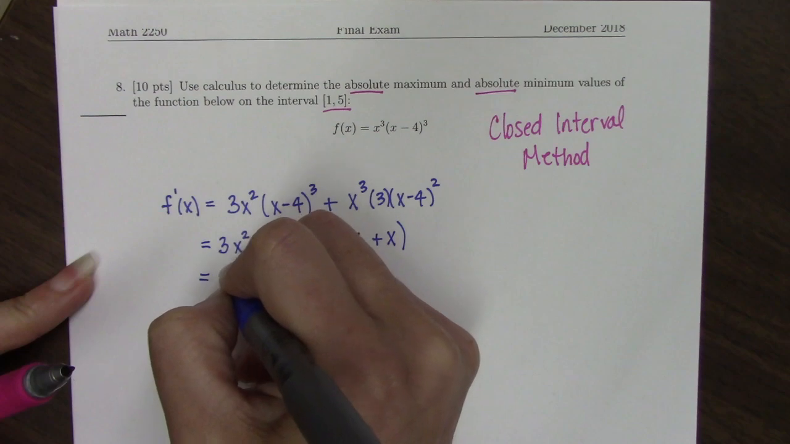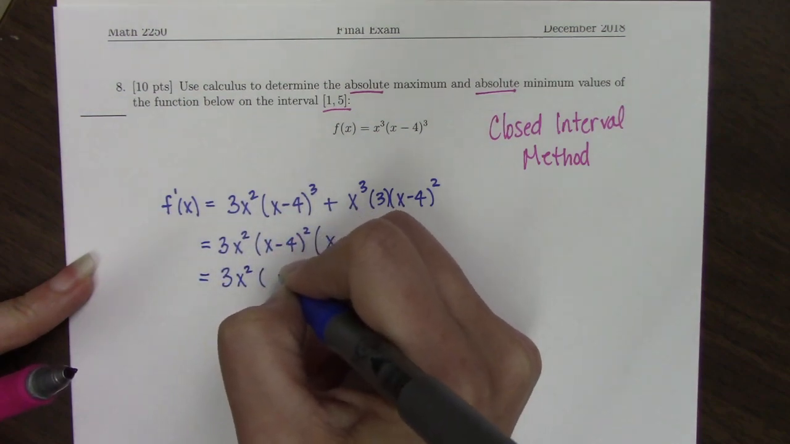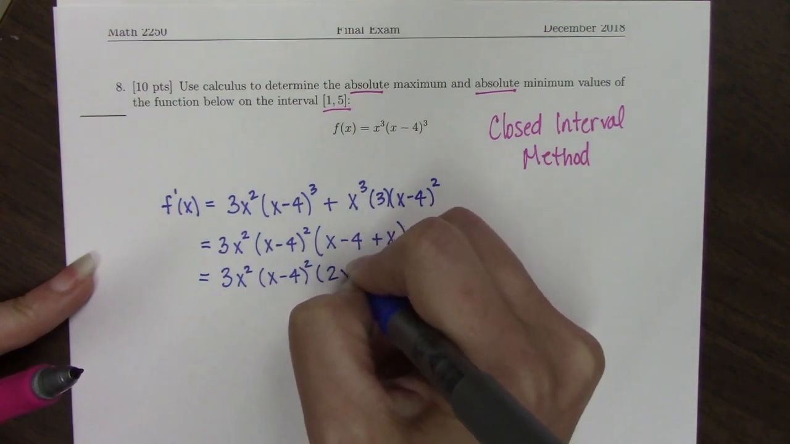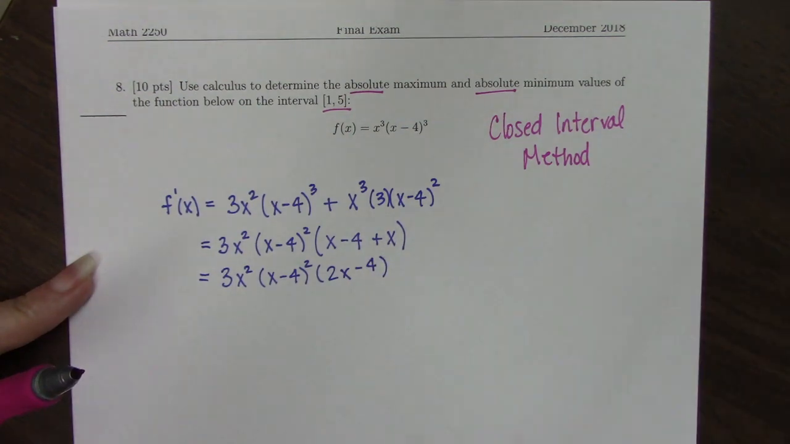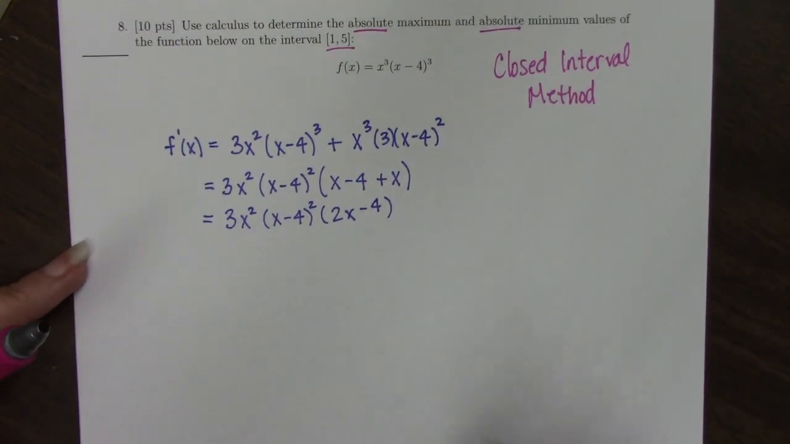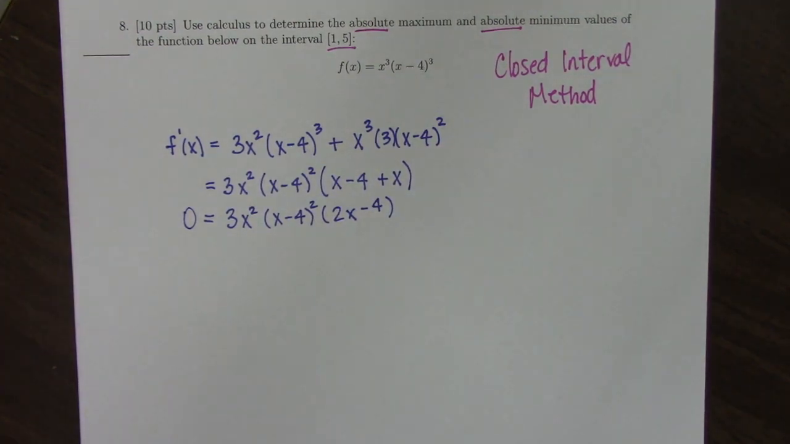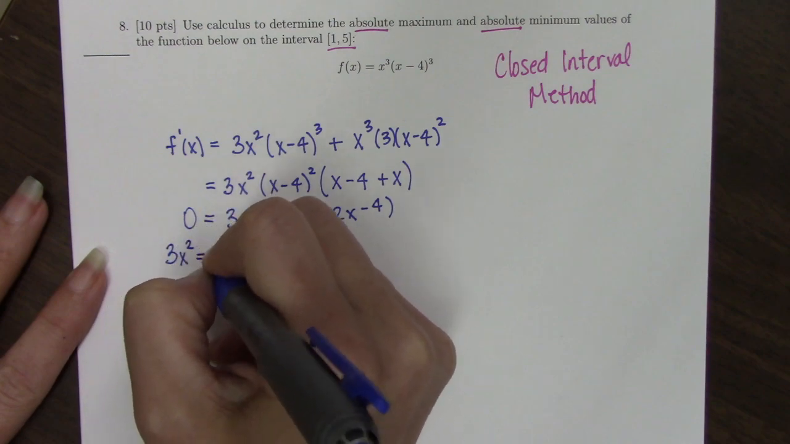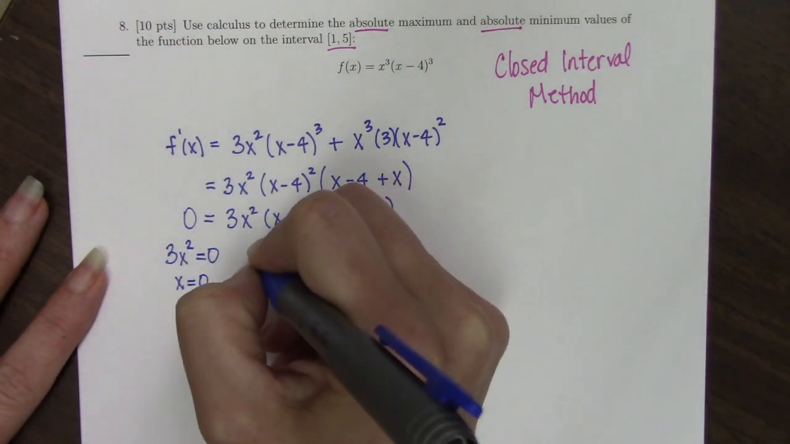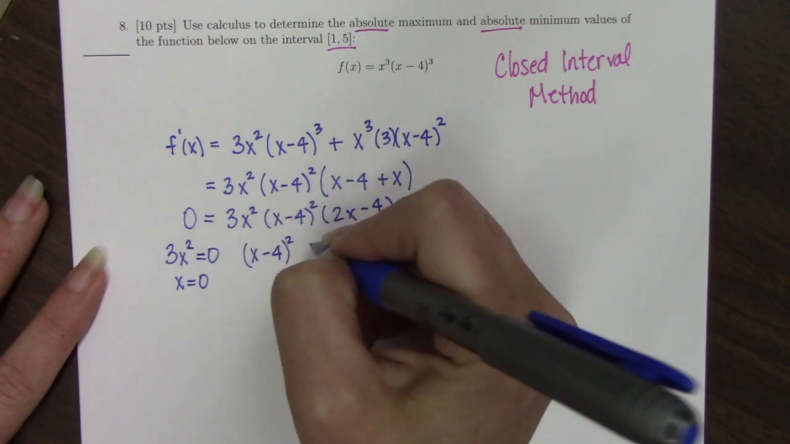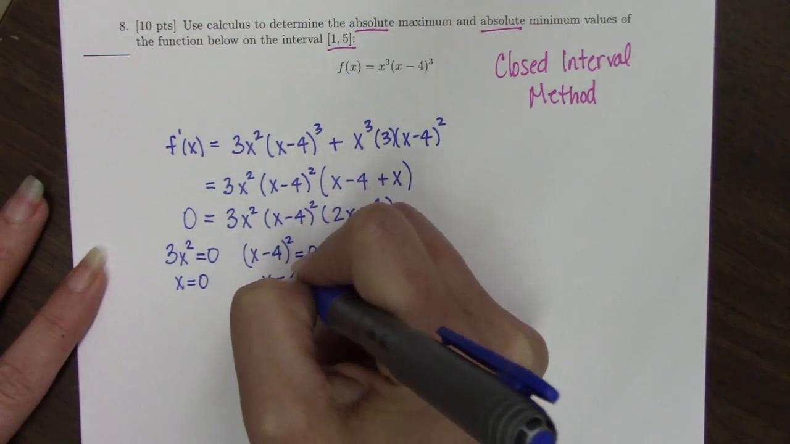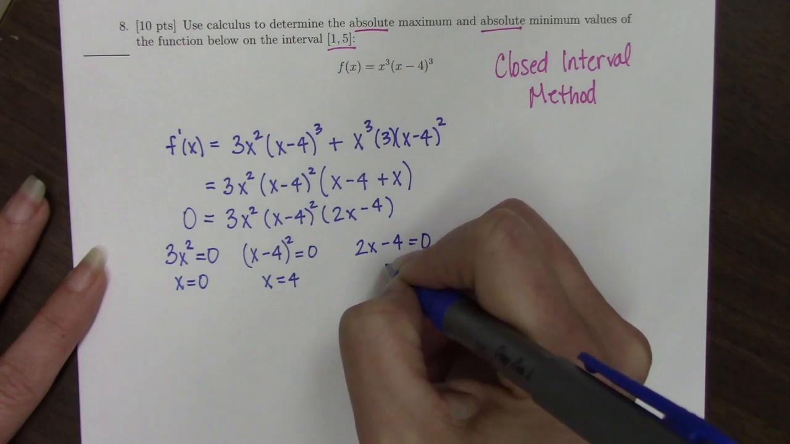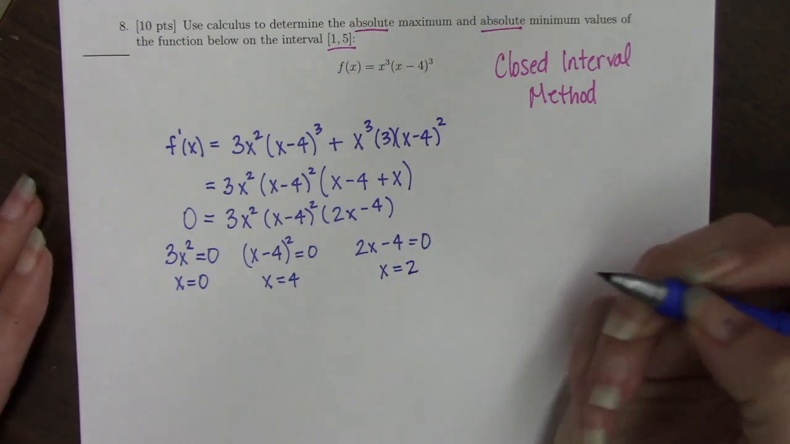So now, if I simplify this one step further, I have 3x squared times x minus 4 squared times 2x minus 4. Now I need to set each piece of this equal to 0 to figure out what my critical values are. So 3x squared equals 0 returns x equals 0. X minus 4 squared set equal to 0 returns x equals 4. And 2x minus 4 equals 0 gives me x equals 2.